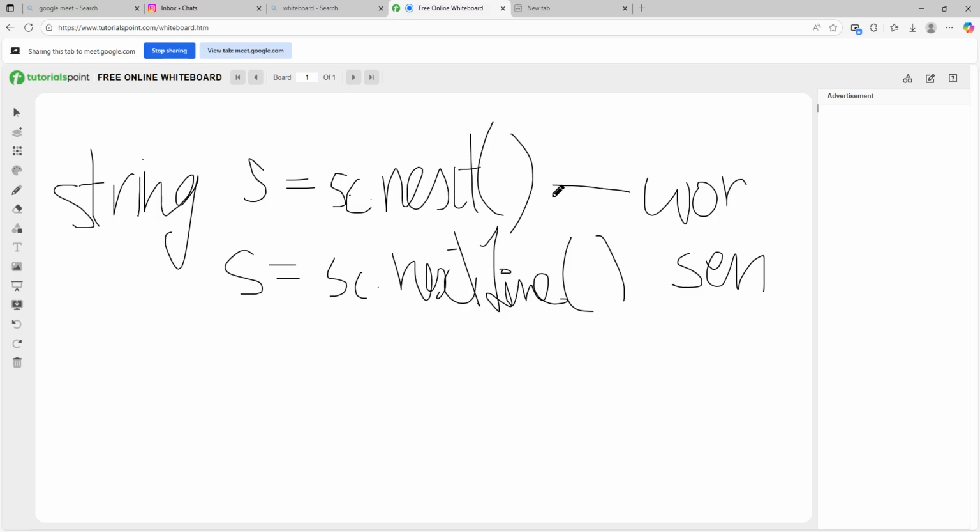So don't write the word one for a sentence and the sentence one for a word. If you do that, they'll cut marks. So if it's input a word, you have to write this. If it's input a sentence, you have to write this.